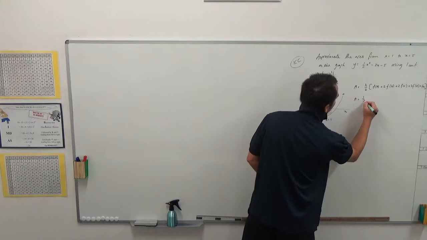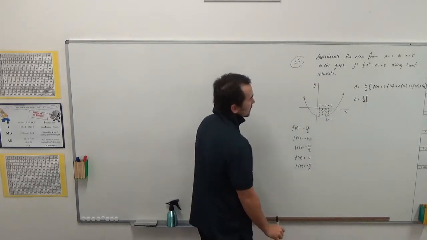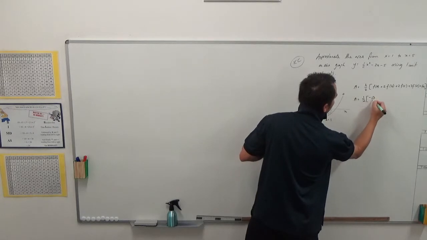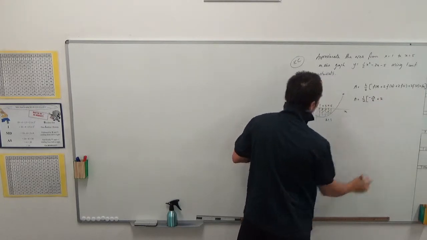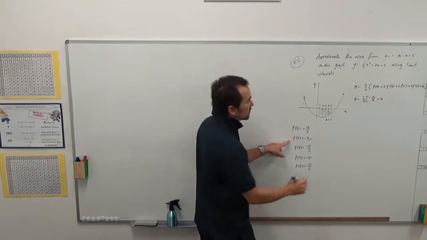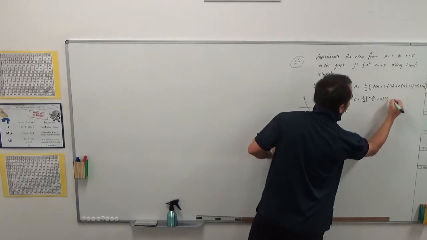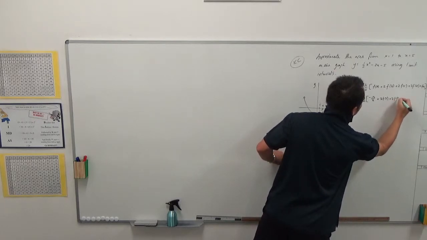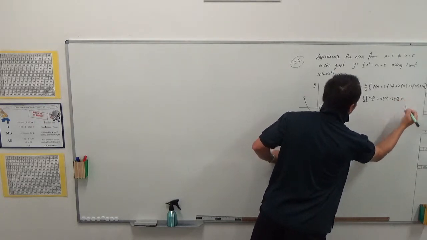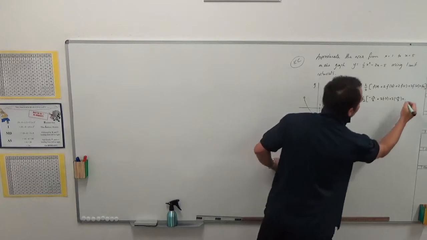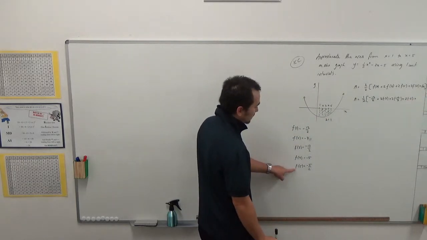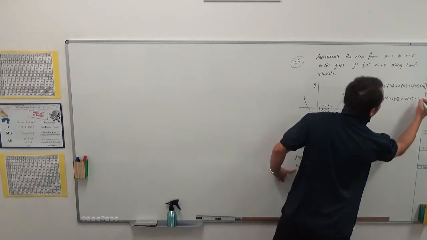So this is 1/2 times f of a, which was negative 13 on 2, plus 2 times negative 7, plus 2 times negative 13 on 2, plus 2 times negative 5, plus negative 5 on 2.